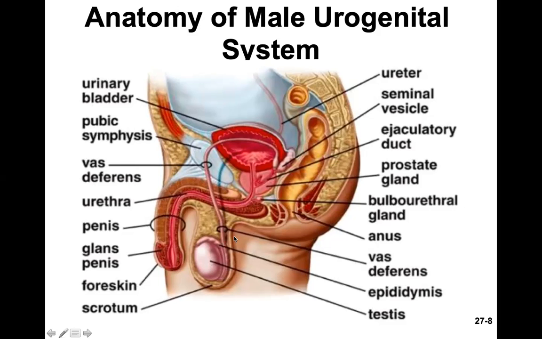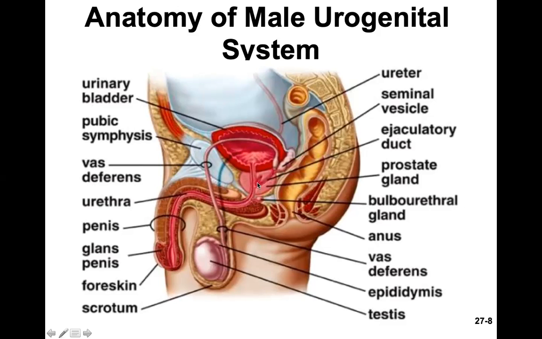You have the vas deferens, which is another tube that will direct the sperm toward the outside of the body. Again, you have the prostate gland. You have another gland called the bulbourethral gland, and we'll talk about the functions of these glands a little bit later. You have the ejaculatory duct.